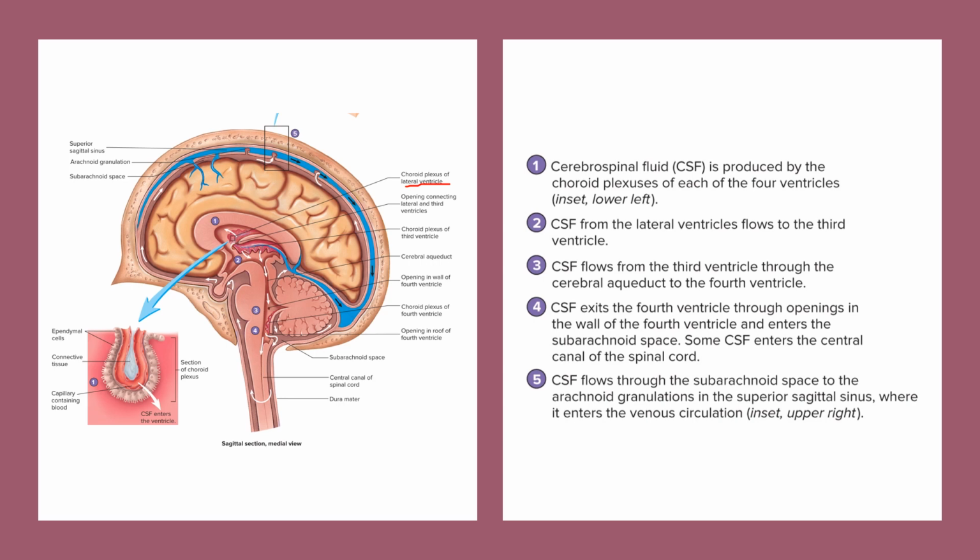And then the CSF flows from the 3rd ventricle through the cerebral aqueduct to the 4th ventricle. And then the CSF exits the 4th ventricle through the openings in the wall of the 4th ventricle and enters the subarachnoid space. And some of the CSF enters the central canal of the spinal cord. Okay. And then the CSF flows through the subarachnoid space to the arachnoid granulations in the superior sagittal sinus, where it enters the venous circulation. So just make sure to memorize how the cerebrospinal fluid is made and how it circulates the brain. Okay.